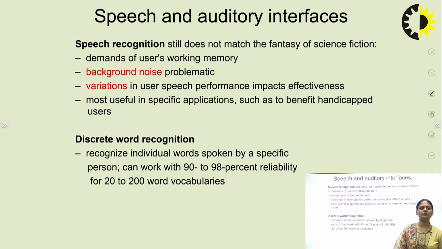Discrete word recognition is again a constraint, a problem. It is not as efficient. It recognizes individual words spoken by a specific person, and can work with 90 to 98% reliability for 20 to 200 word vocabularies. So this much it can do, but obviously it has some constraints, and beyond this, there is a problem.